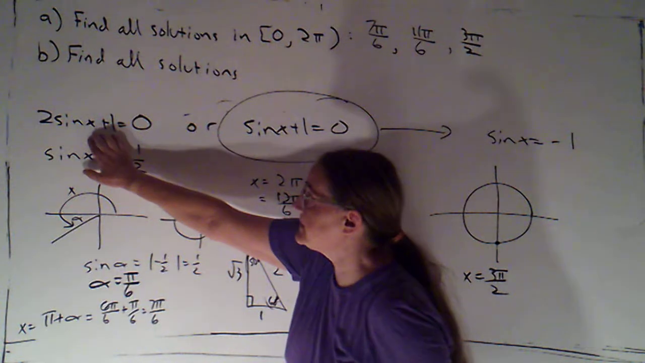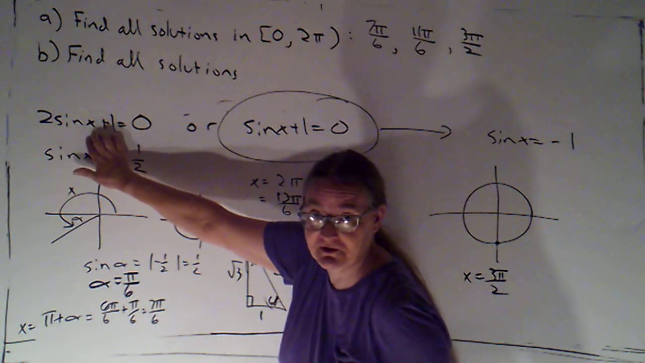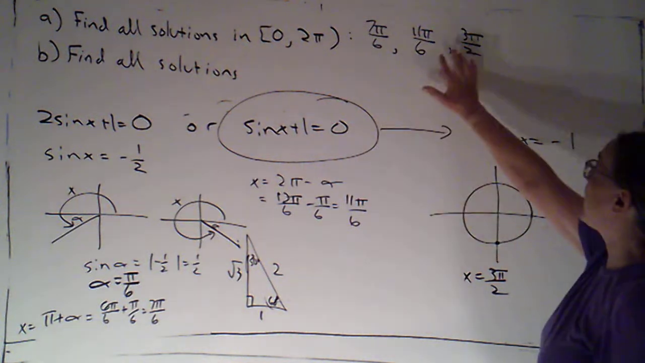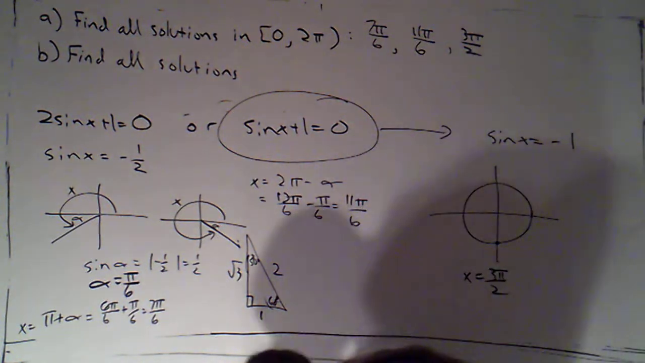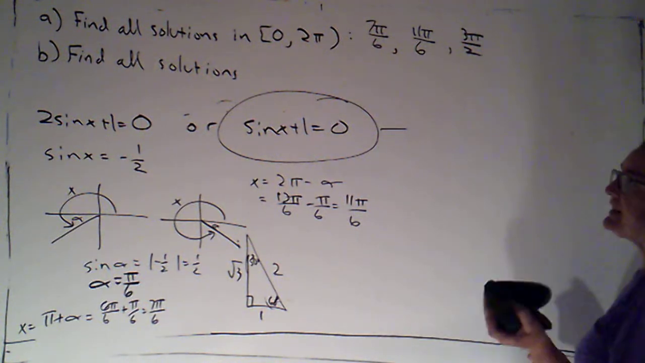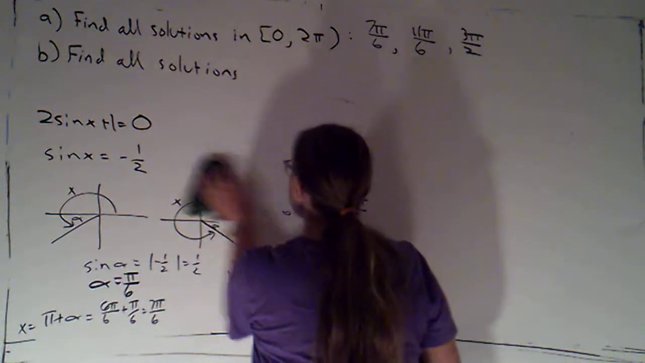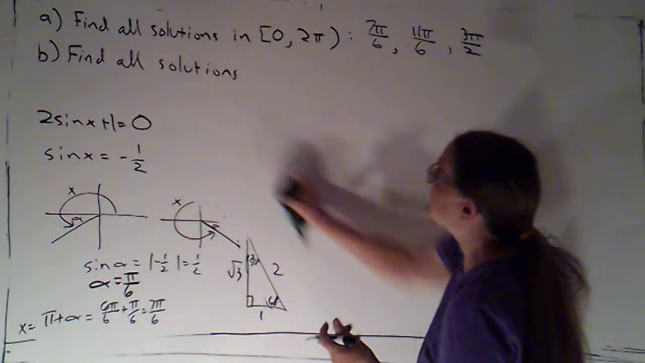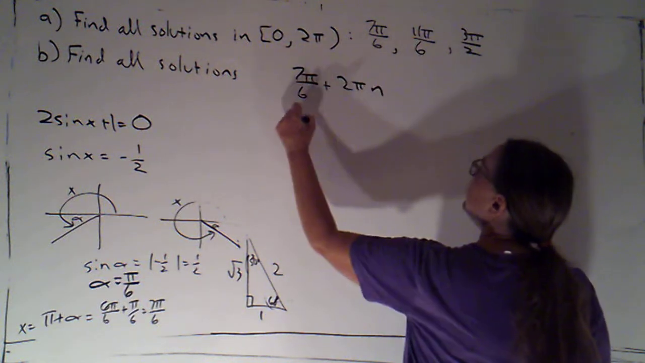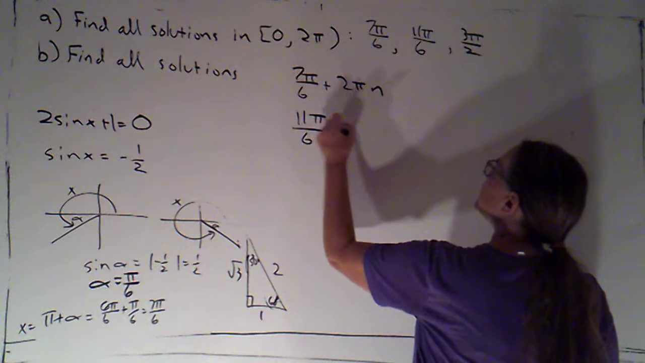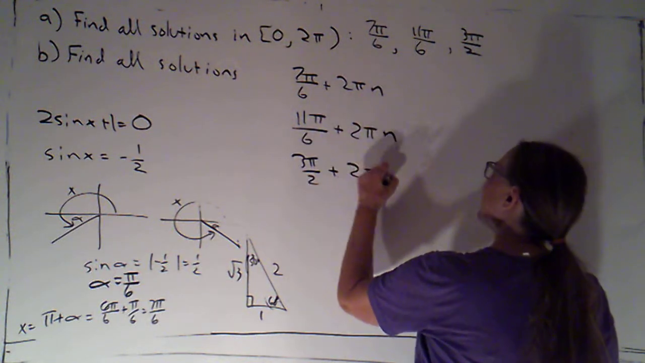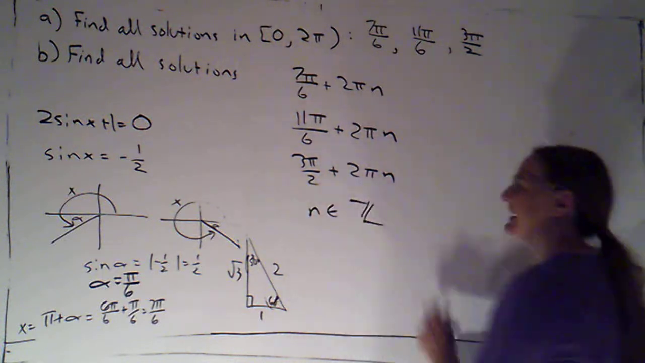So setting the first factor equal to 0 gave me two solutions between 0 and 2 pi. This one only gave me one. That's okay. I've got three solutions between 0 and 2 pi. And then I can find all solutions by simply adding a multiple of the period. And the period, of course, is 2 pi. So 7 pi over 6 plus 2 pi n, 11 pi over 6 plus 2 pi n, 3 pi over 2 plus 2 pi n, where n is an integer.